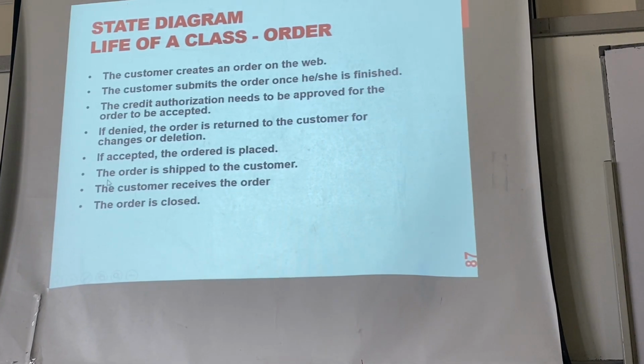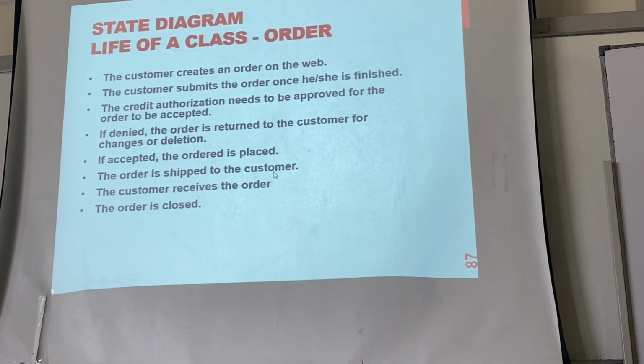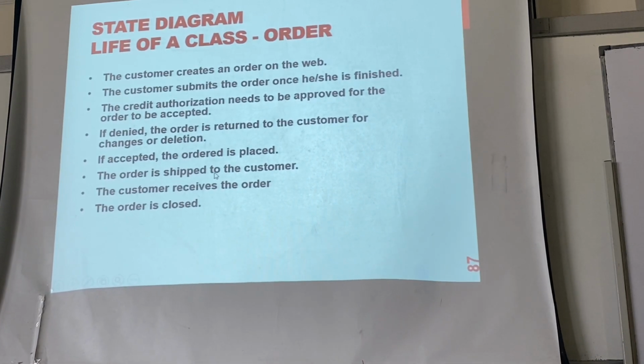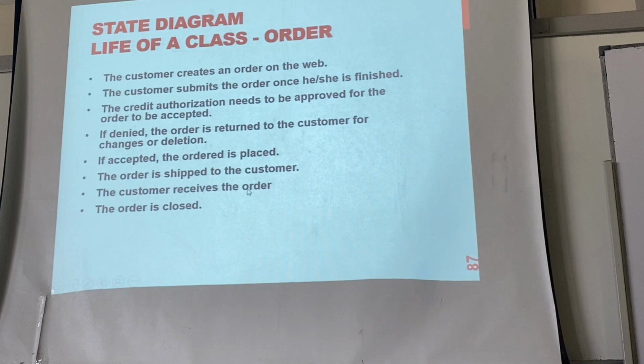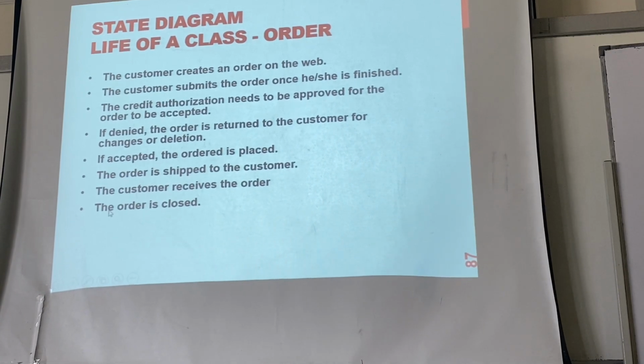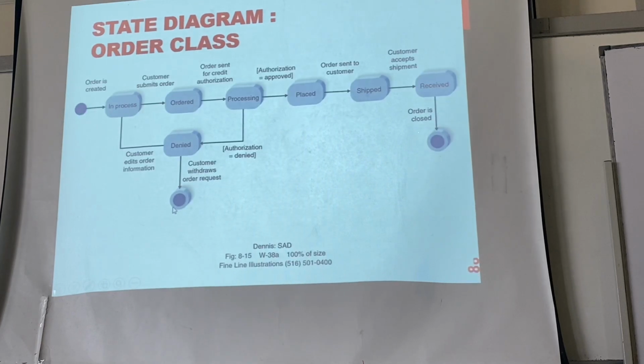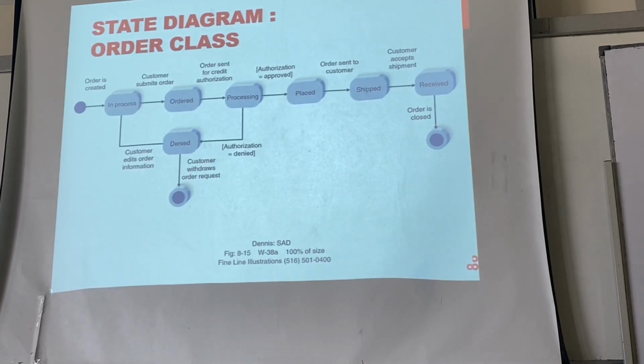placed. The order is shipped to the customer. Okay, once accepted or placed, it can be shipped. Then the customer receives the order, meaning delivered. Okay, and the order is closed. Closed. Okay, let's see that.